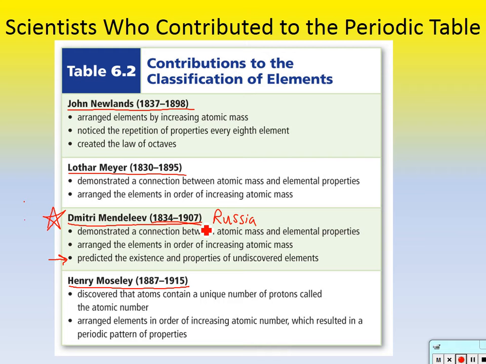Well, guess what happened as they were discovered? They fit in perfectly with the blanks that he had left because he knew that there was an element that was going to be discovered that would fit there. And all of his predictions came true. And so he's given most credit for creating our modern day periodic table, Dmitri Mendeleev. That's the only one I will require you to remember. So just remember number 3 there.